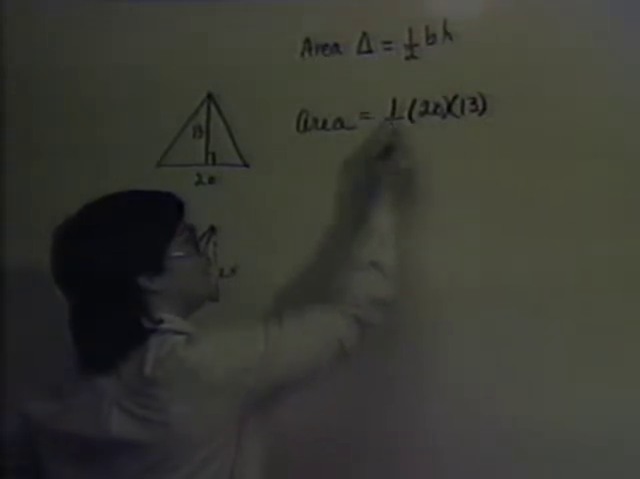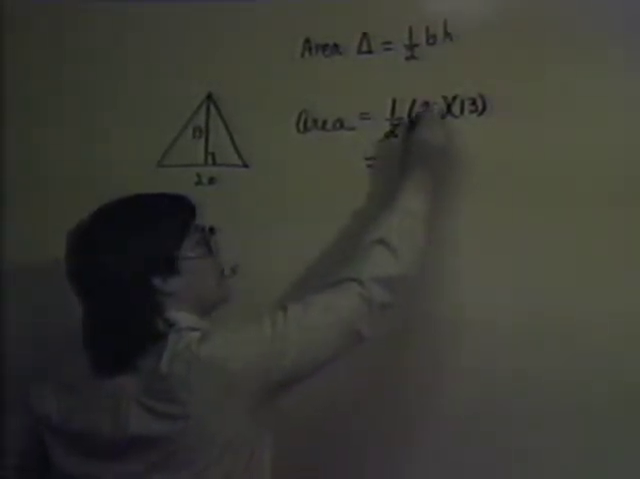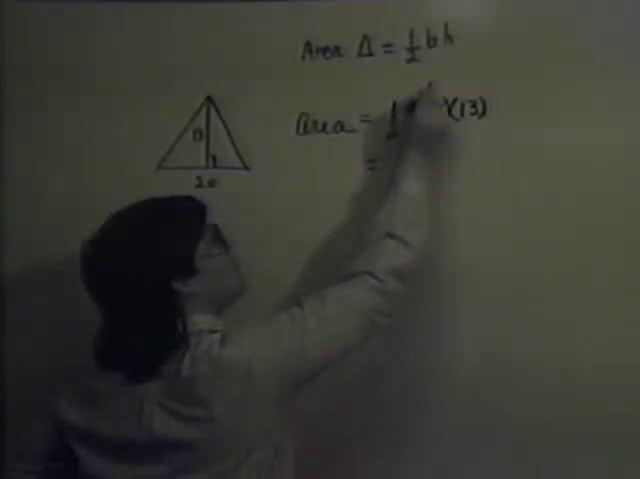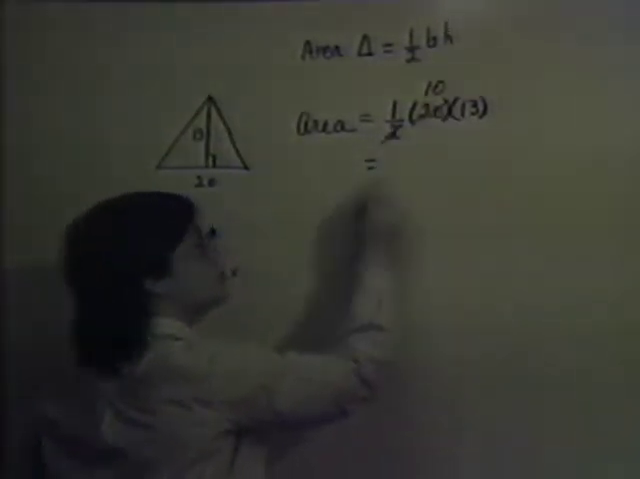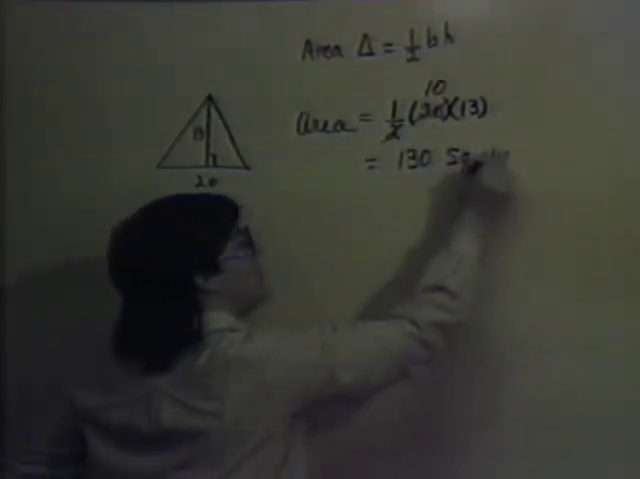Well, the way we can simplify this multiplication problem is we've got a 2 in the denominator here, and we can divide the 20 here in the numerator by 2 and get 10. 10 times 13 is 130 square units.